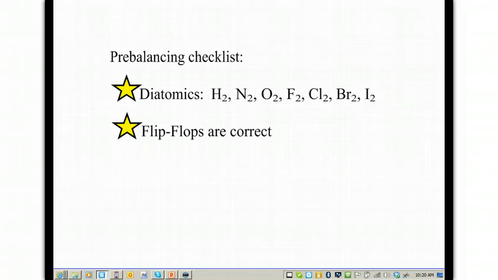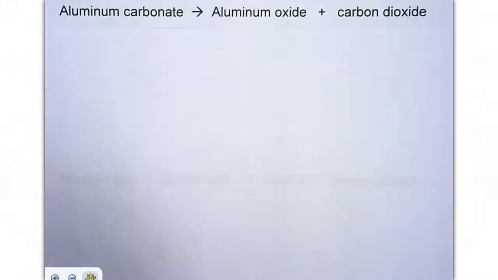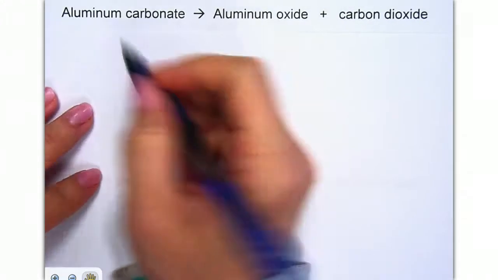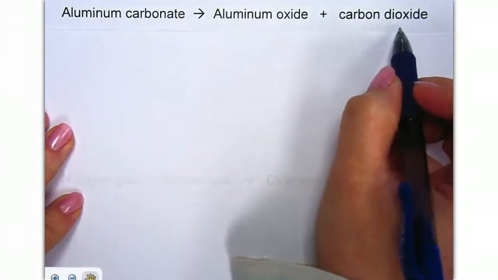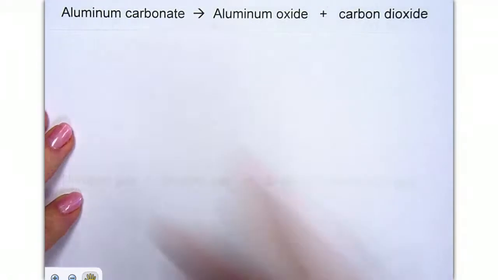Pre-balancing checklist. You need to make sure that your diatomics are accounted for, and you should make sure that your flip-flops, your charges, have been canceled and switched properly. So our first example is aluminum carbonate will yield aluminum oxide plus carbon dioxide. We have to translate this first.